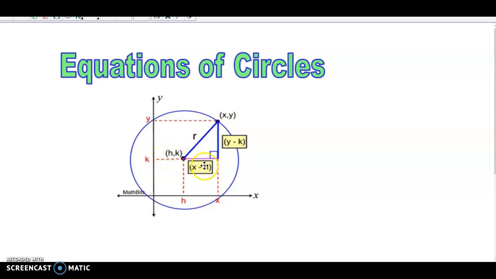For the equation of the circle, we can see that we have the right triangle here. If we look at this as leg 1 of the right triangle and leg 2 of the right triangle, we can see that to find r, the radius, we can say x minus h squared plus y minus k squared equals r squared, because that comes from the Pythagorean theorem. I'm going to give you a little bit more guidance with that.